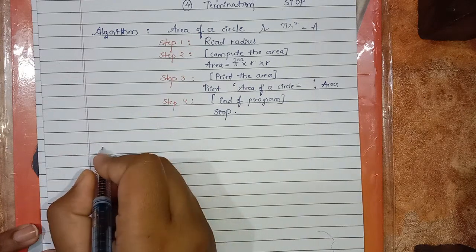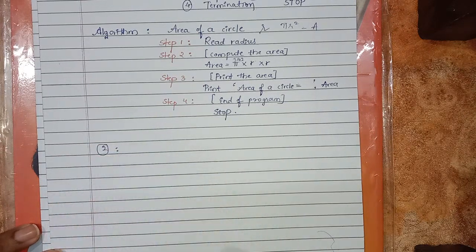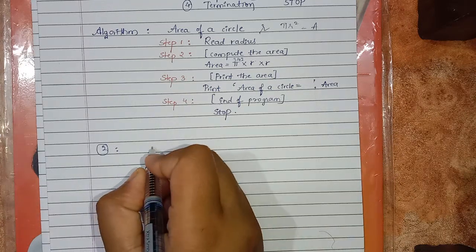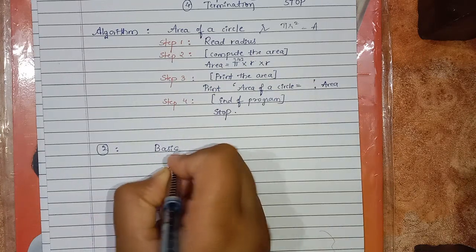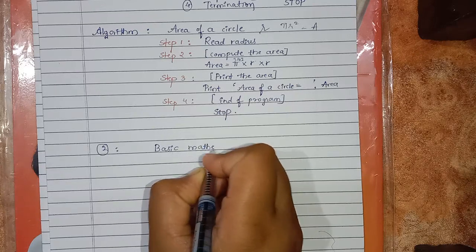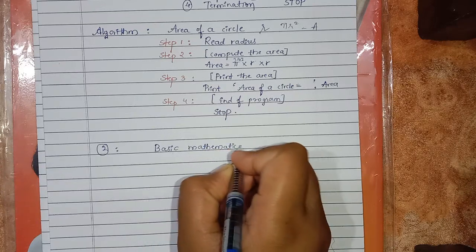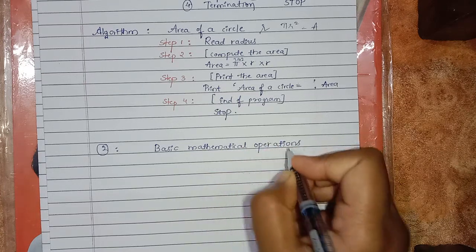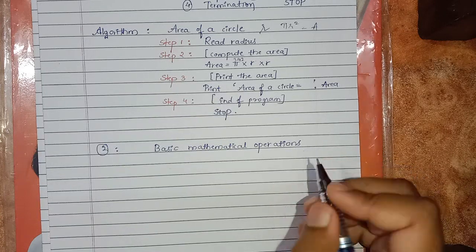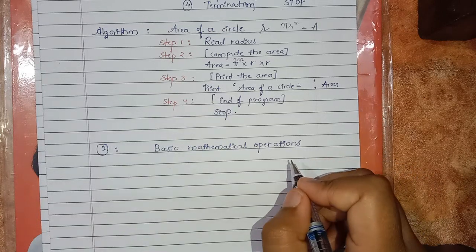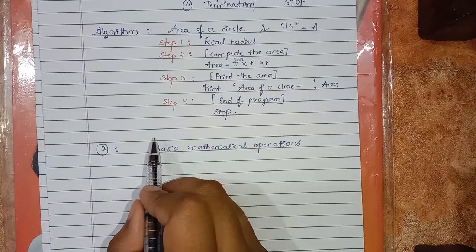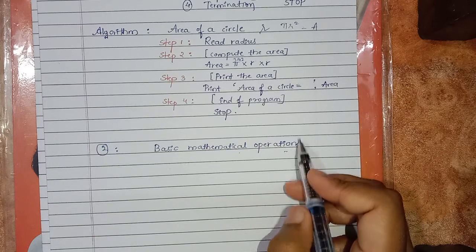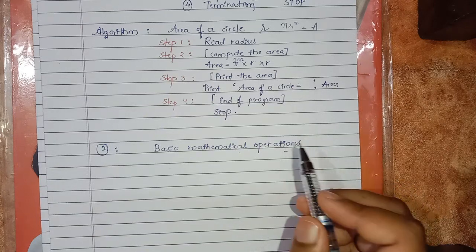So example 2. The question is, write an algorithm to perform what? Basic mathematical operations. So what are the mathematical operations? Addition, subtraction, multiplication and division. So to perform the basic mathematical operations, we have to write an algorithm. What is your question? Write an algorithm to perform basic mathematical operation such as addition, subtraction, multiplication and division.